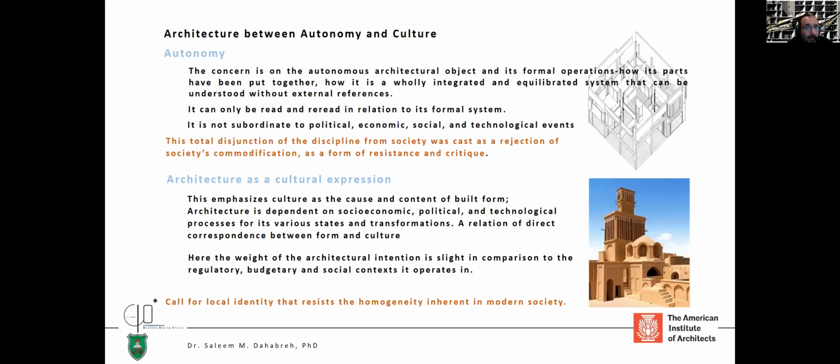Neutralizing, that does not mean that we do not acknowledge them, yet we keep them at a minimal, which means the architectural object is kept as self-referential. It is read in the relationship of its own formal system. It is not subordinate to political, economic, social, and technological events. One of the first theorists to call for that was actually Peter Eisenman in House 1 by the end of the 60s. The total disjunction of the discipline from society was cast as a rejection of society's commodification by the end of the 60s, as a form of resistance and critique.